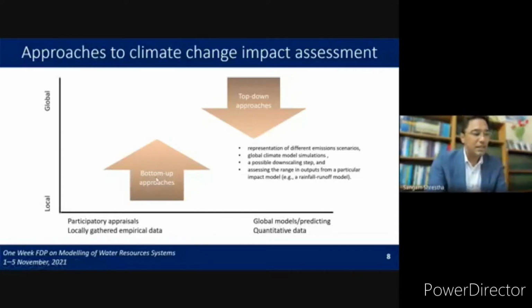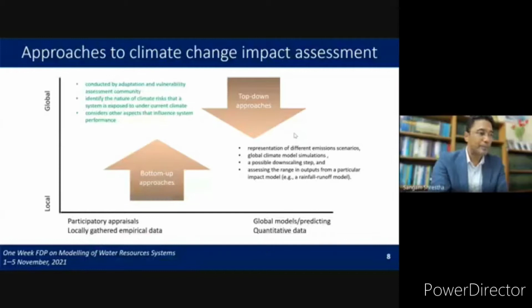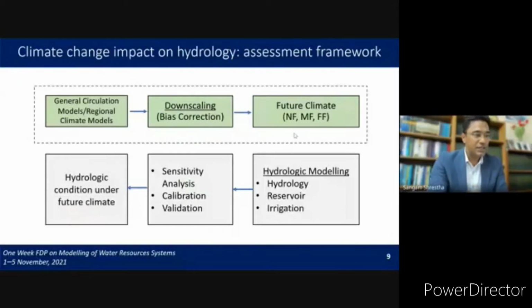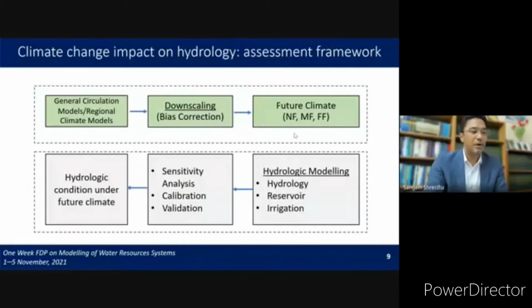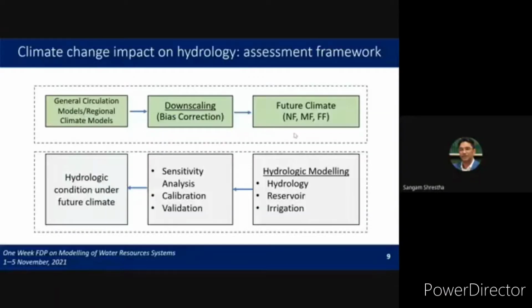So in this study, I will focus more on the top-down approach for climate change impact assessment on the hydrology and water resources. Okay, so this is the general modeling framework for climate. Actually, this is a two-step process. In the first step, we generate the climate change scenario.